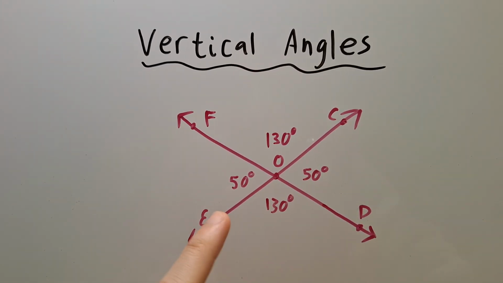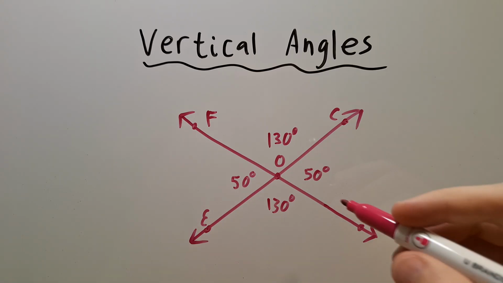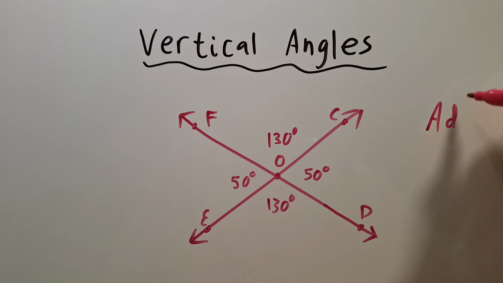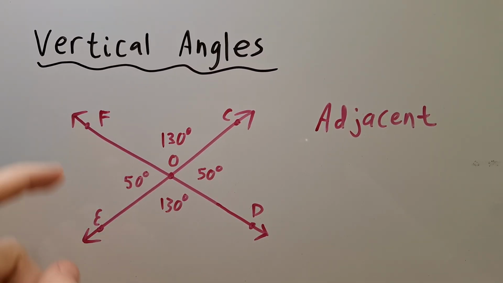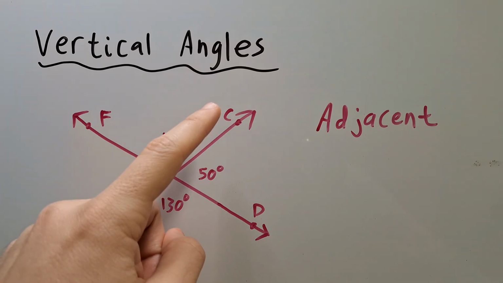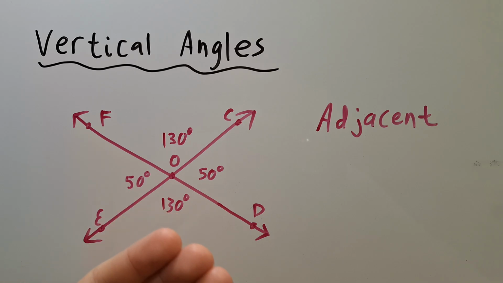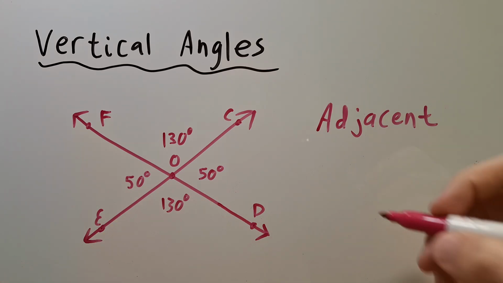So, angles that share a common side and a common vertex are known as adjacent angles. Let me write that over here. Adjacent. So for instance, angles FOC and COD, those are known as adjacent angles. Angles that do not share a common side are called non-adjacent angles.